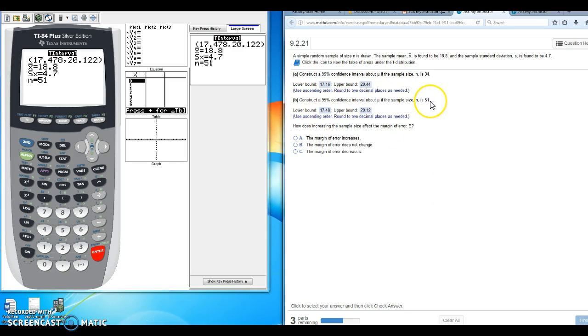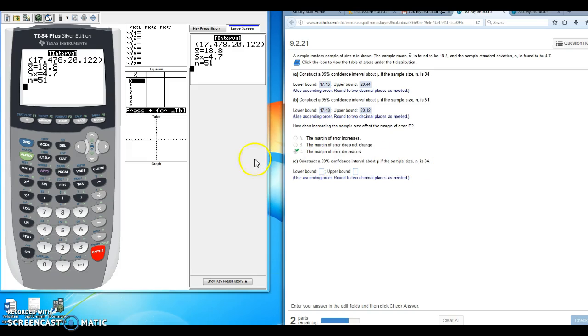Now I'm supposed to see what happened. When I increased the sample size, noticed what happened is my confidence interval got smaller. I got more accurate as I increased the sample size. So the margin of error, which is the distance from the mean, 18.8, to either side, 17.48 or 20.12, decreased because it was larger here. The distance from 18.8 to 20.44, for example, 0.44 is longer than from 18.8 to 20.12. I'm going to check that. Looks good. And that is using a t-interval with stats.